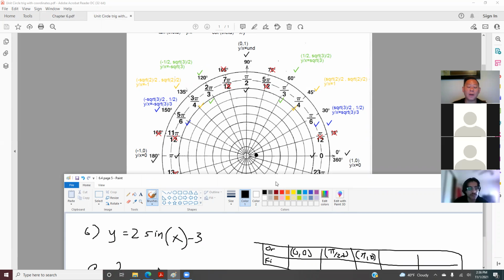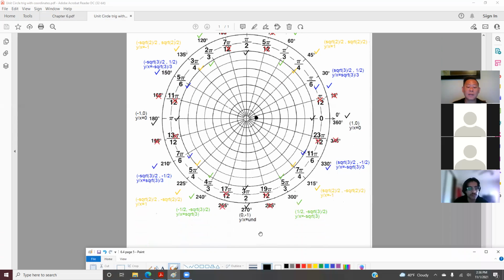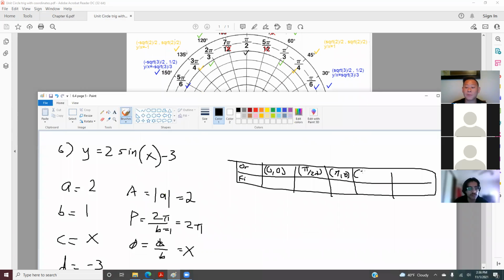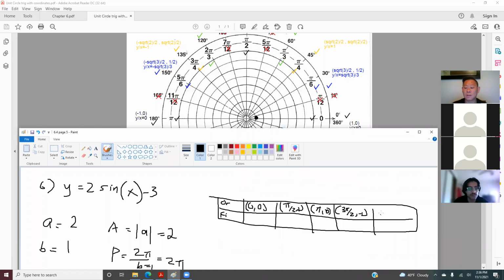And then 3 pi over 2 is negative 1. Okay, so we got 3 pi over 2 with negative 1. And the last one is 2 pi back to 0 in this case. Your y value in this case is 0. So this is how you figure out your sine wave. You look at the y value; for cosine, you look at x.